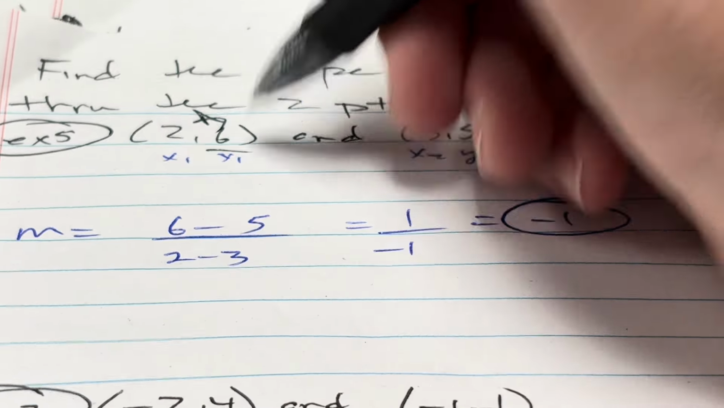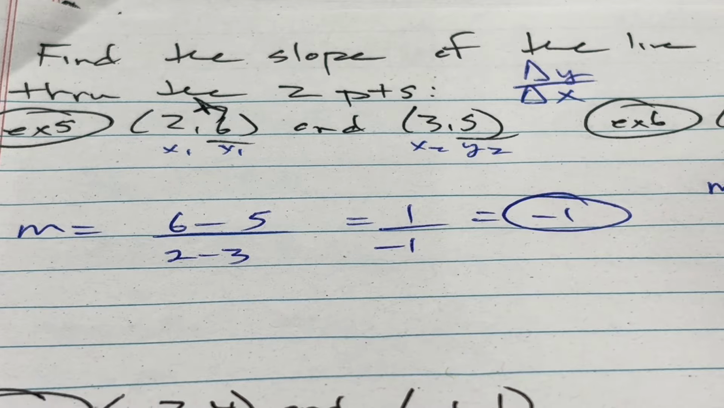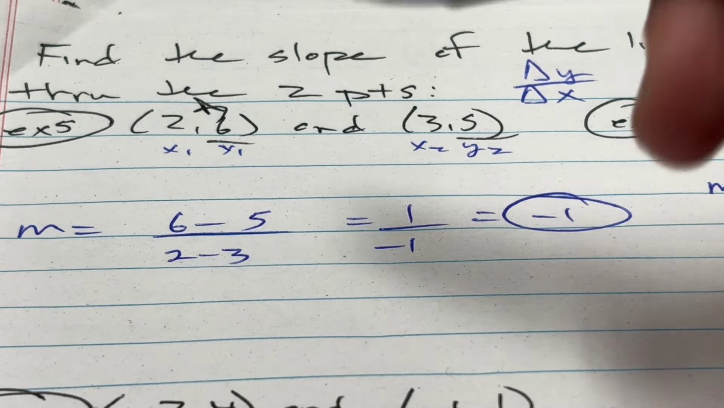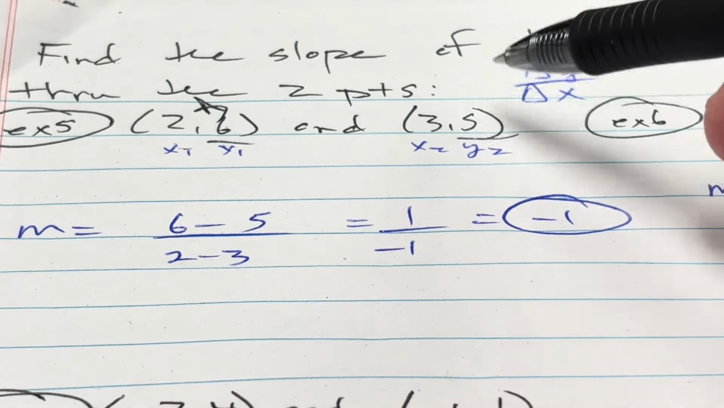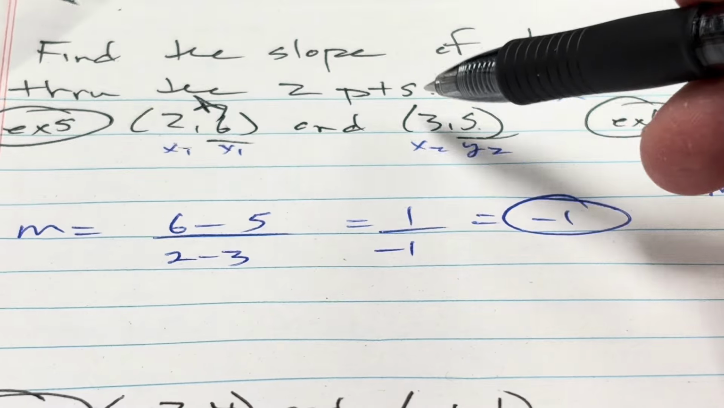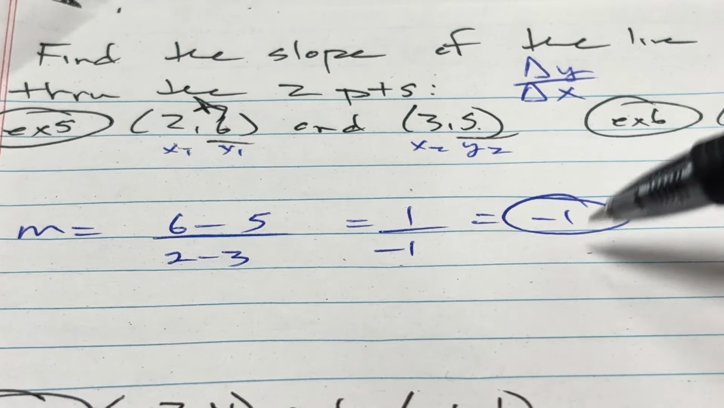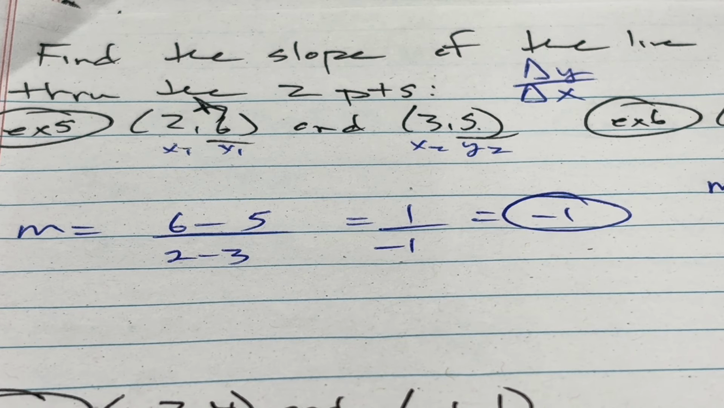So I'm going to do 6 minus 5. And because I did the bigger y minus the smaller y, the x that I use down south, the first one, has to be a 2. So if I do 6 minus 5, I have to do 2 minus 3. It's 1 over a negative 1, which is negative 1. So that line simply has a negative slope.